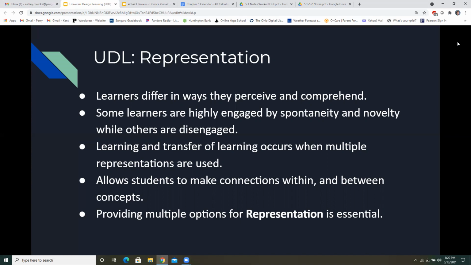But different learners can pick up on different aspects of the function if you have multiple representations. So allowing students to make these connections will help them to understand the concepts better. And the final takeaway then is that providing multiple options for representation is essential.